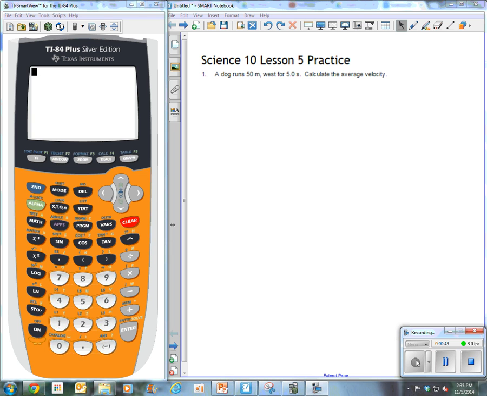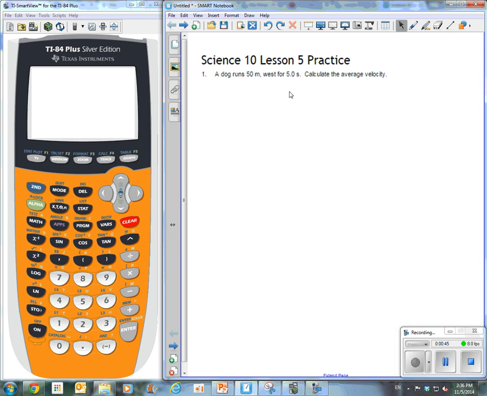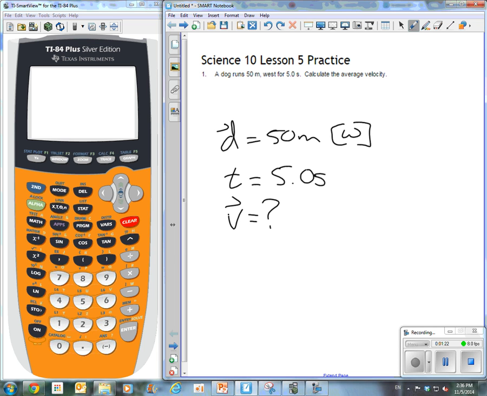So question 1, a dog runs 50 meters west for 5 seconds. Calculate the average velocity. So first of all, I'm just going to write down the values that I know in the question. I've got 50 meters west in 5.0 seconds. Those are the two values that I am given. So what I'm going to do is think to myself, okay, what variables go along with these? Meters and direction, well, that's displacement. Seconds is a unit of time. There we go. The question is asking me, what is the average velocity? That's what I'm trying to figure out.